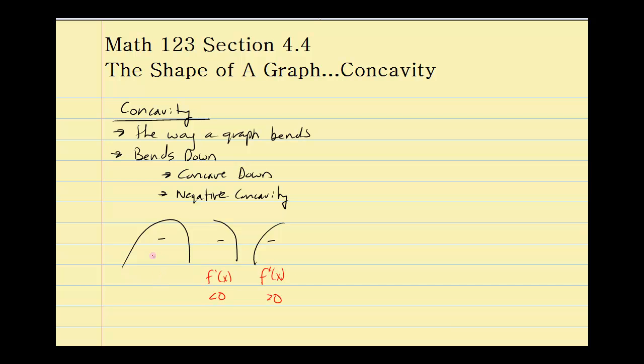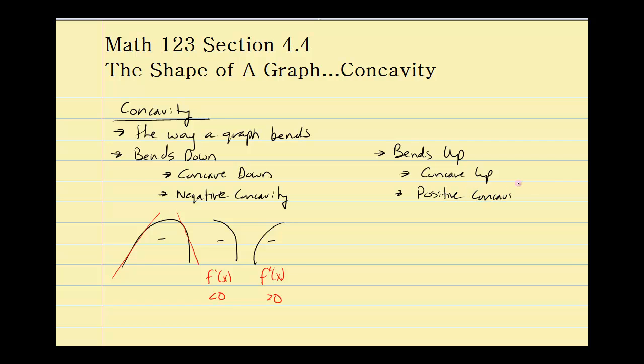Now for this particular graph over here on the far left, I have positive sloping tangent lines and negative sloping tangent lines, so I can't distinguish between the two in this particular case. Now a graph can bend down or it can bend up. If the graph bends up, we say we have a graph that is concave up. Another name for concave up is positive concavity.